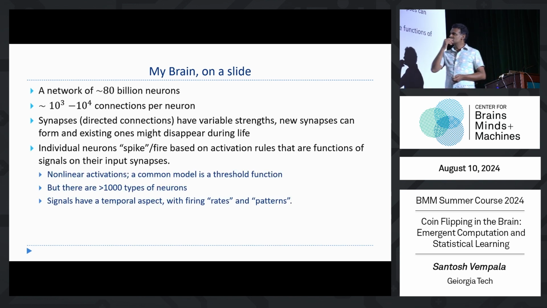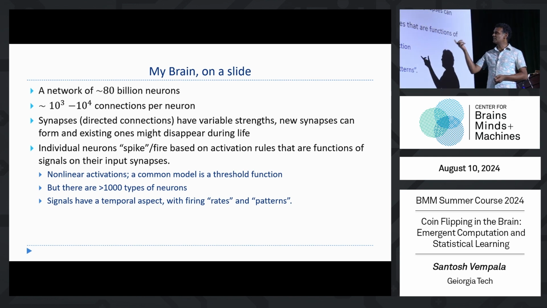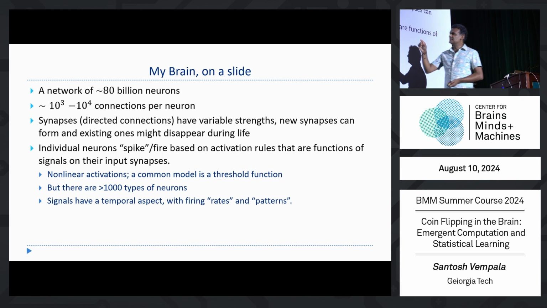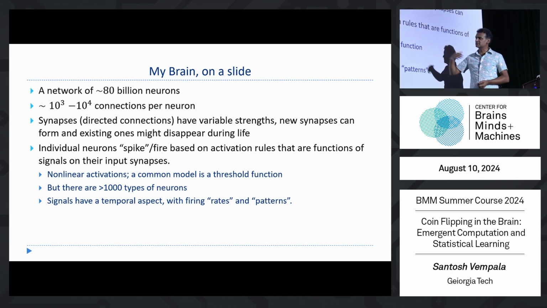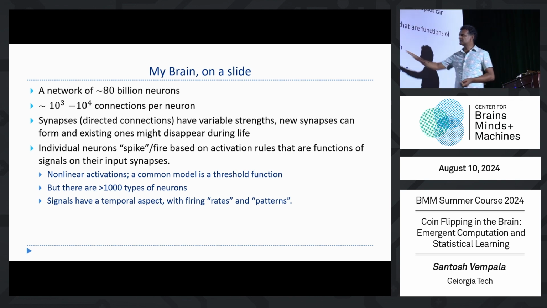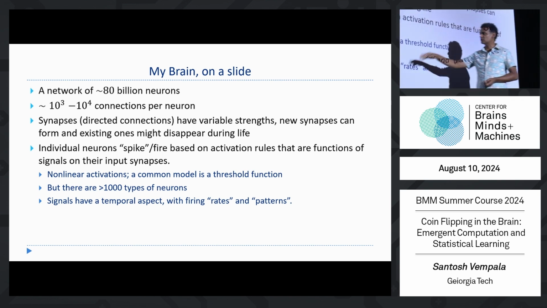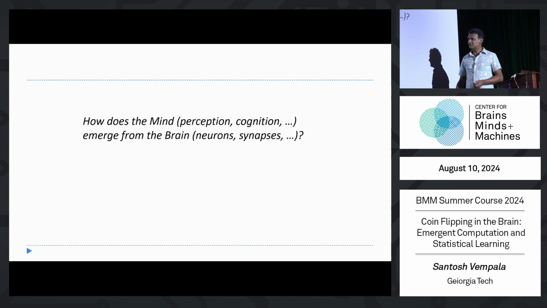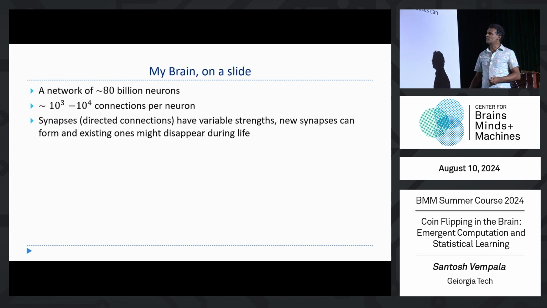And then there's activity. Individual neurons will spike or fire based on some activation rules, which are just functions of the signals on their input synapses, the presynaptic neurons. Whatever is happening there, plus the weights, give you some input to this neuron, and then there's a rule that determines whether you fire or not. These activations are nonlinear, and a common model is a threshold function. If you exceed a certain threshold, the neuron fires. But of course, this is by far not comprehensive. There are more than 1,000 types of neurons, and these signals are not just about on or off, but there seems to be important information in the rate at which you're spiking, which changes over time. But that's basically it. That's all I'm going to assume about the brain.